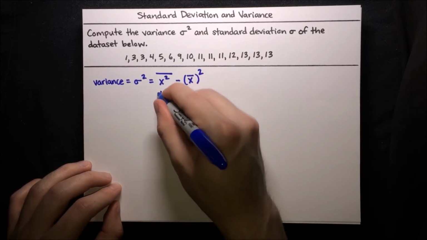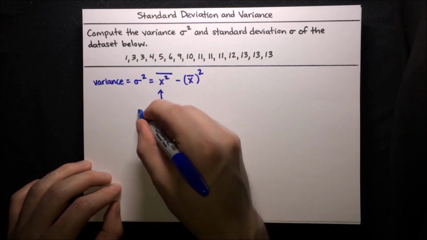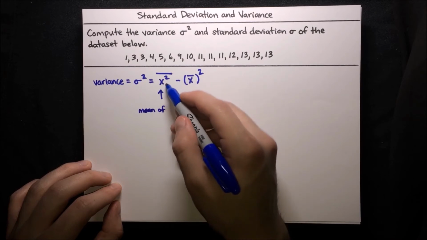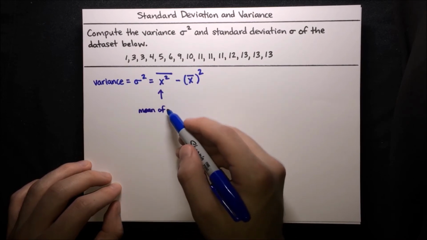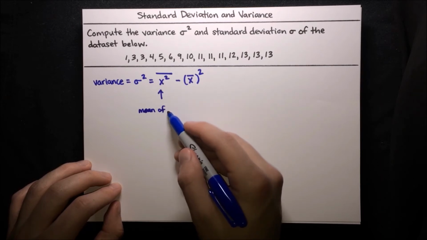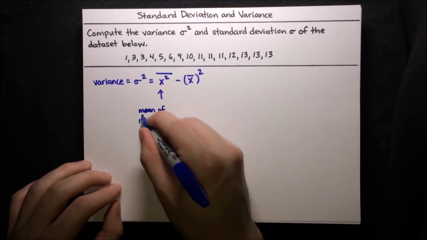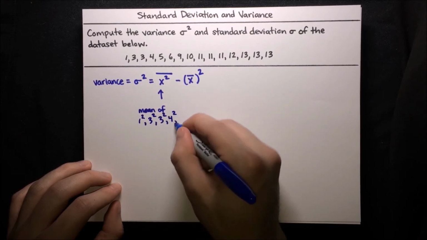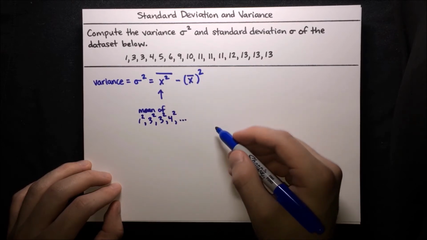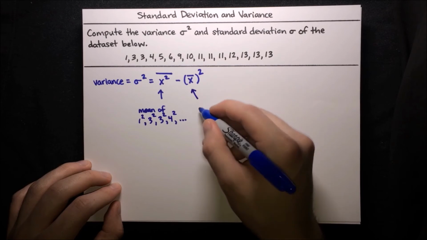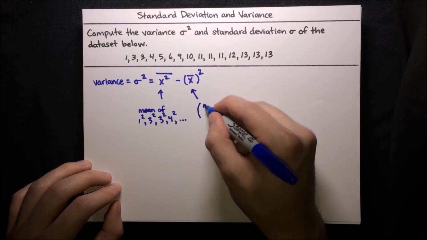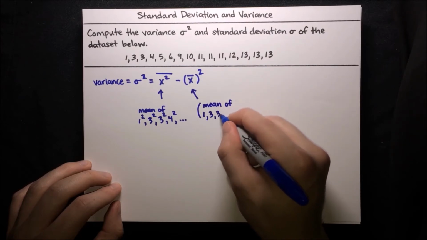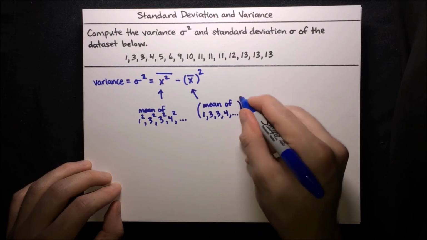So to be very explicit, the bar here just means take the mean, and the expression under the bar says what we do to the values before we take the mean. So that's saying we square the values before we take the mean. So this is really the mean of 1 squared, 3 squared, 3 squared, 4 squared, and so on, the rest of the values squared. Whereas this here, x bar, the quantity squared, is just saying take the mean of the values as they are, so 1, 3, 3, 4, and so on, and then square the result.